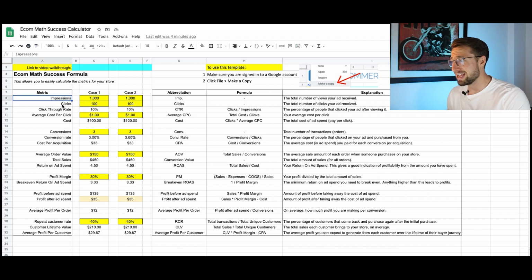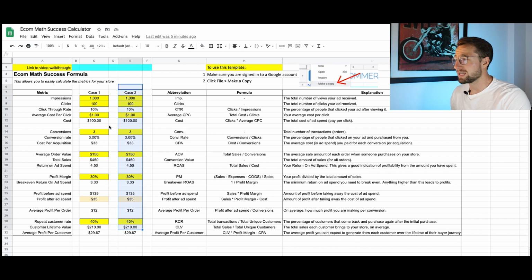So we have impressions, clicks, click-through rates, and average cost per click and cost. These top metrics, they're largely in your Google Ads account, okay? So impressions, that's how many people actually viewed your ad. The clicks, that's the people that actually clicked on it. So that number is always going to be bigger than the next one, the impressions over clicks. And so 1,000 people viewed this ad, 100 people clicked.